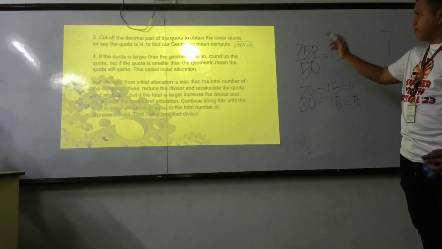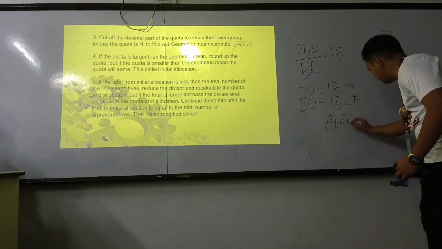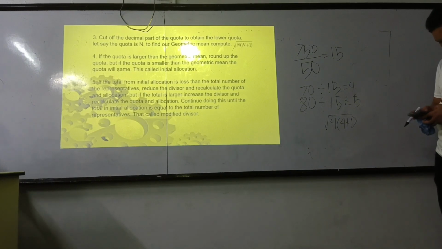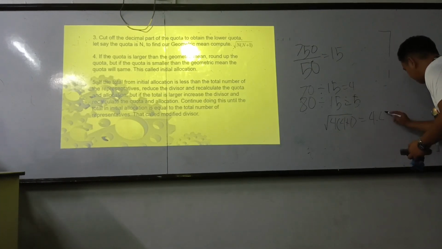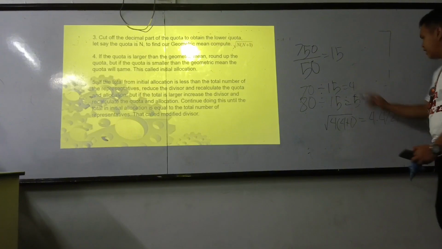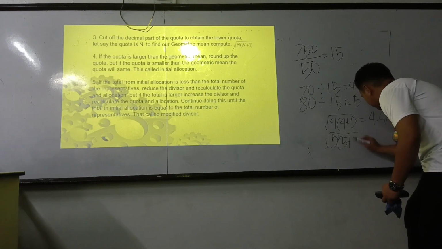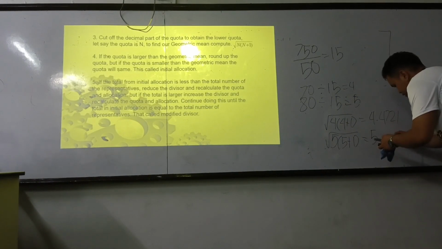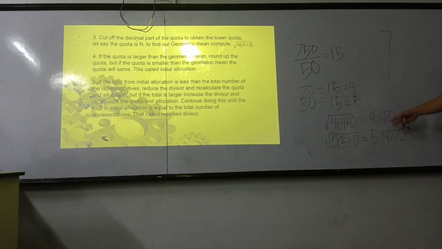To find the geometric mean, let's say the square root of 4 times 4 plus 1 is equal to 4.4721, and the square root of 5 times 5 plus 1 is equal to 5.4772. So this is our geometric mean.